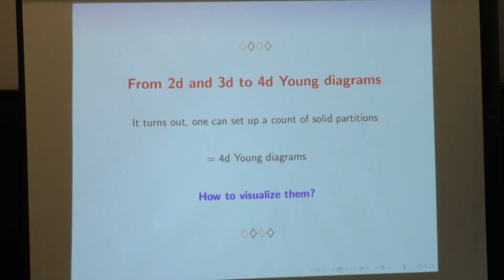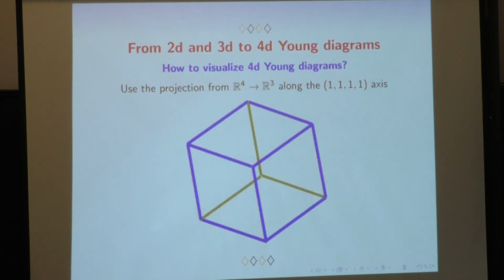But then for no good reason, maybe 3 years ago, I started playing with 4-dimensional Young diagrams, building structures out of hypercubes. And it turns out that you actually get nice formulas. So there is something beyond the story which I just described. And so one can actually set up a count of solid partitions. Solid partitions are the 4-dimensional Young diagrams. The first question you need to address is how to visualize them.